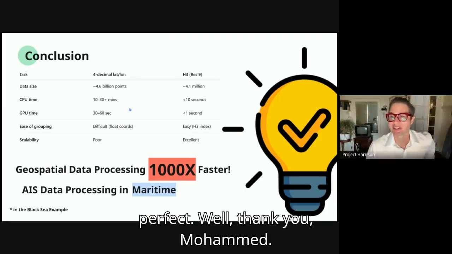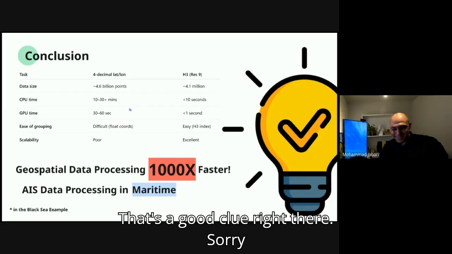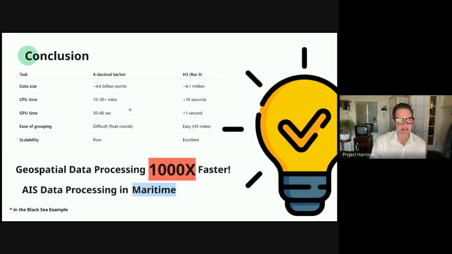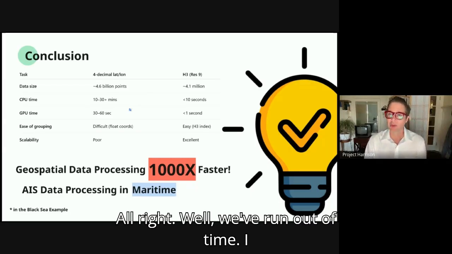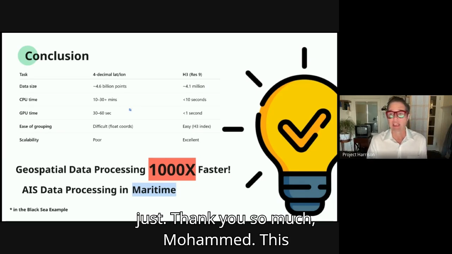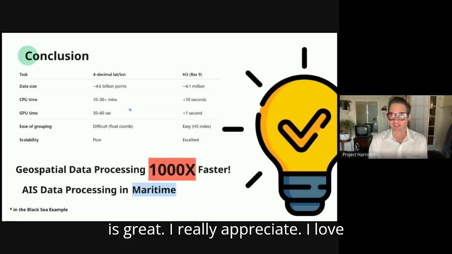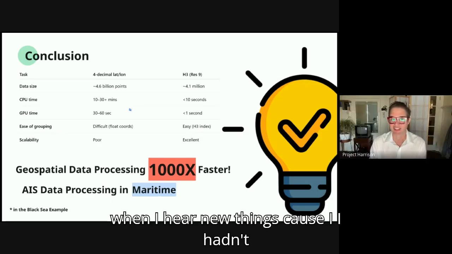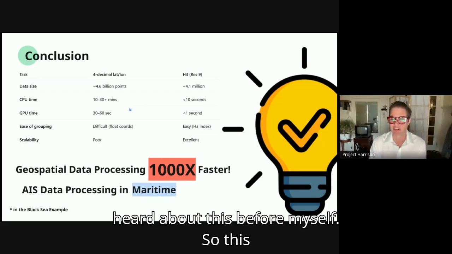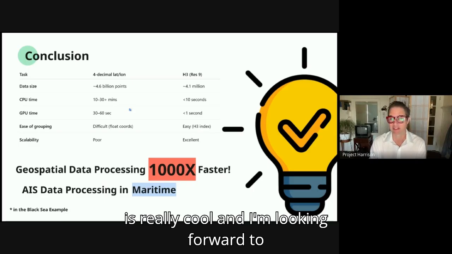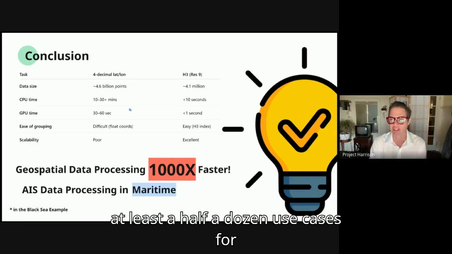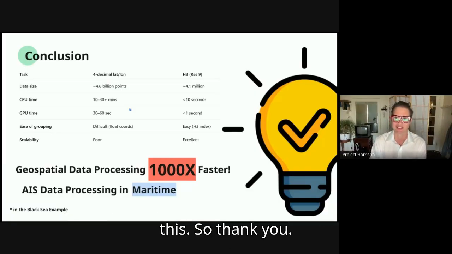All right, perfect. Well, thank you, Mohammed. That's a good clue right there. Sorry about that. That's a big clue. All right, well, we've run out of time. Thank you so much, Mohammed. This is great. I really appreciate it. I love when I hear new things, because I hadn't heard about this before myself. This is really cool, and I'm looking forward to playing with it. I'm already seeing at least half a dozen use cases for this. So thank you.